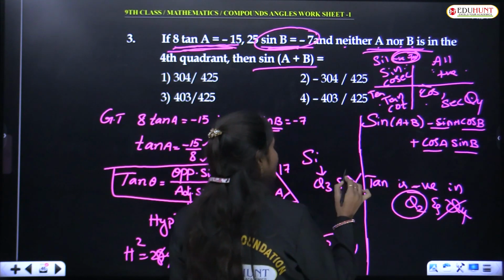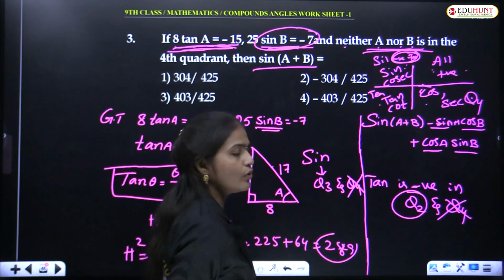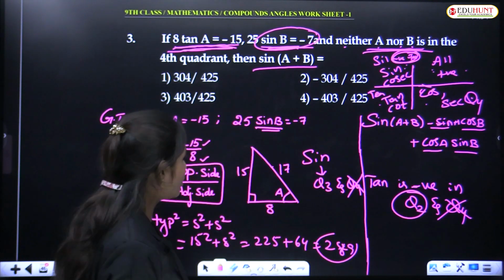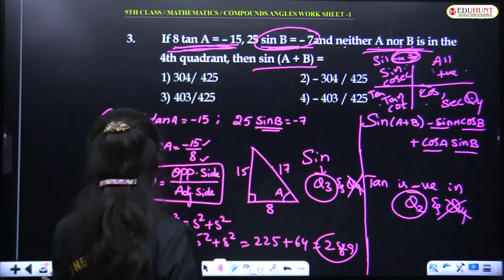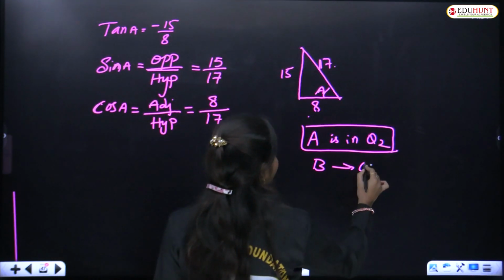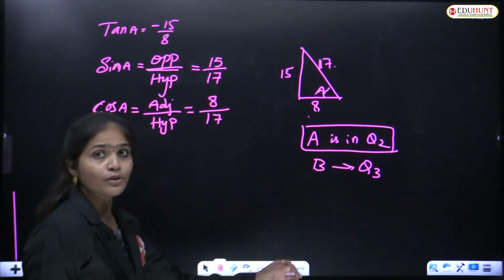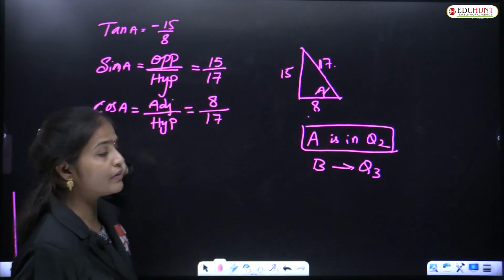And already we know that those two angles are not there in Q4, no? So that's why here B is in Q3. This condition is very, very important. B is in Q3. By using these two conditions, we have to find this one.